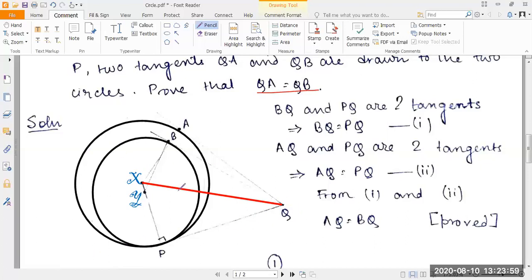You draw two tangents. Just forget. Let me, how do I remove that? Select.